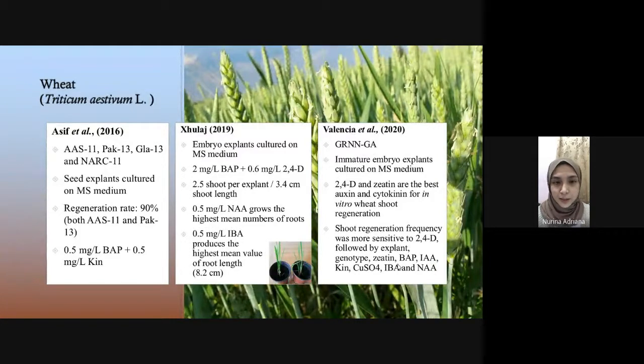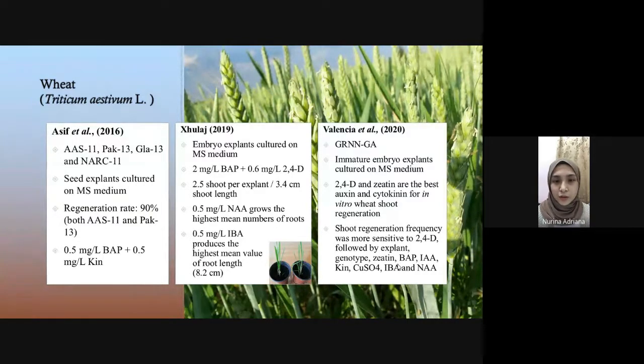For the next species, which is wheat, Asif et al. 2016 studied in vitro regeneration of 4 different cultivars. They used seed explants cultured on MS medium supplemented with BAP and kinetin, and they achieved a regeneration rate of 90% on both AAS11 and PAK13.